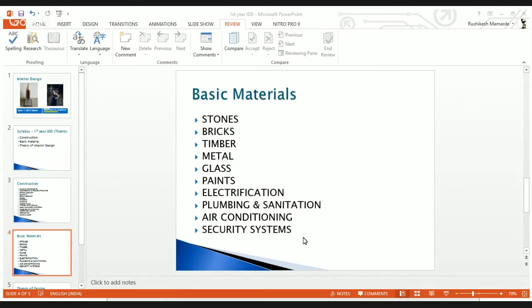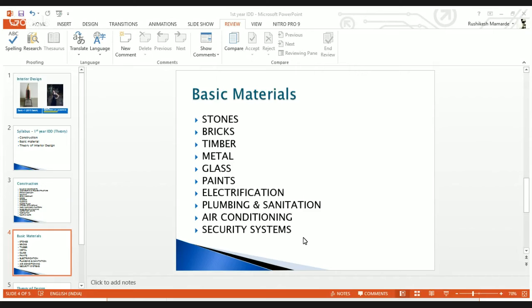Then the bricks. Again, there are different types of brick, like unburnt brick, burnt brick, and there are standard sizes which are used. We are going to cover all these topics in detail in the next lectures.